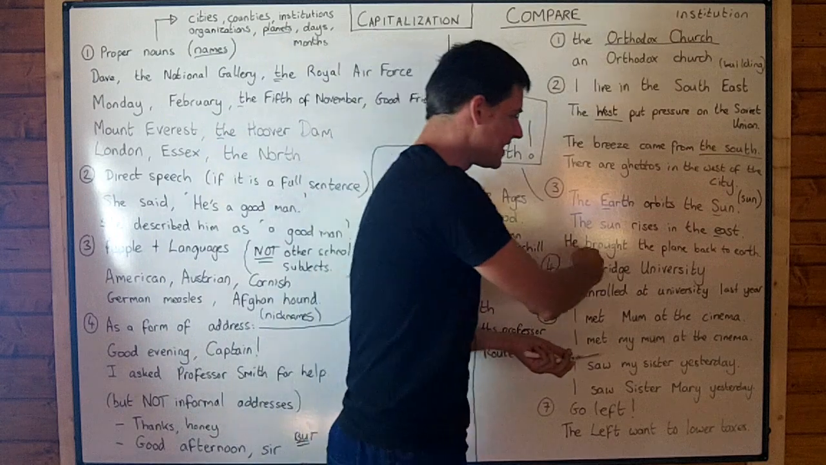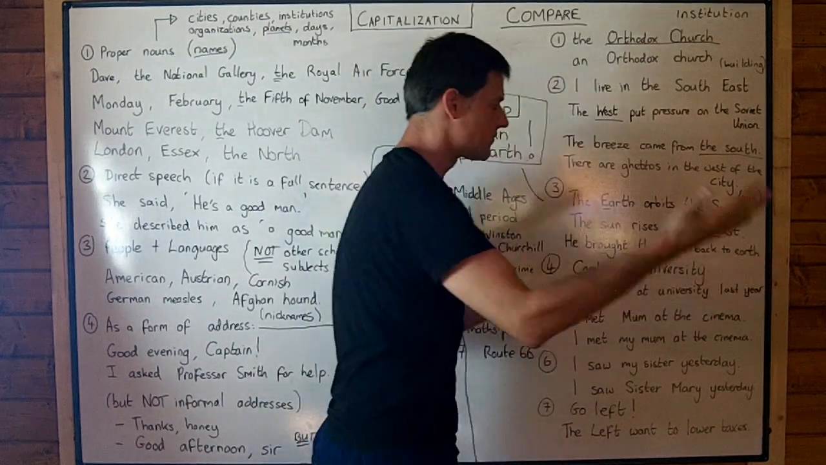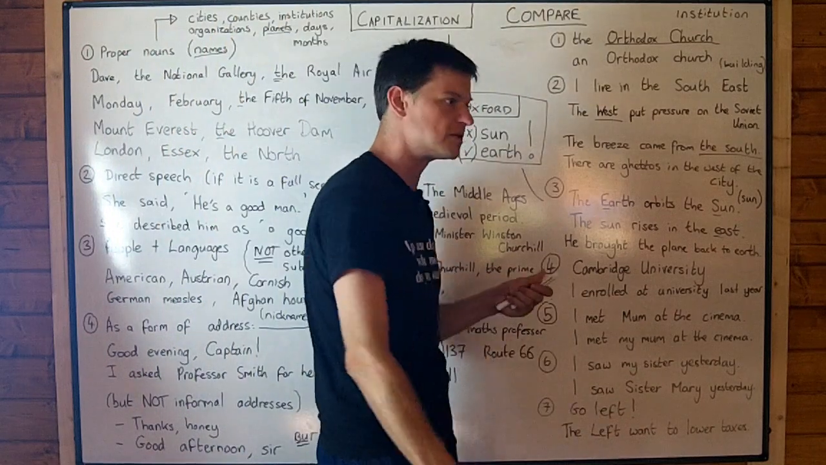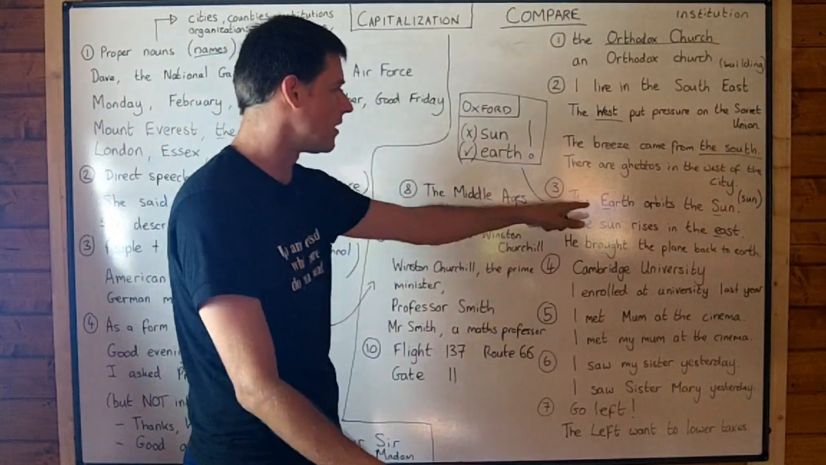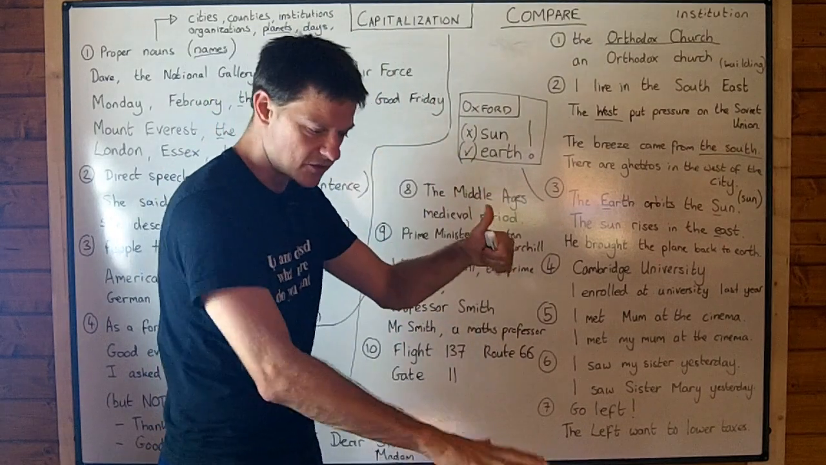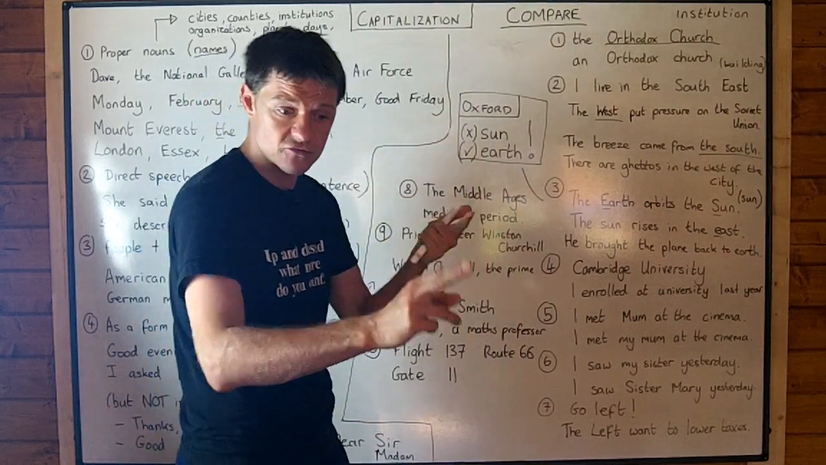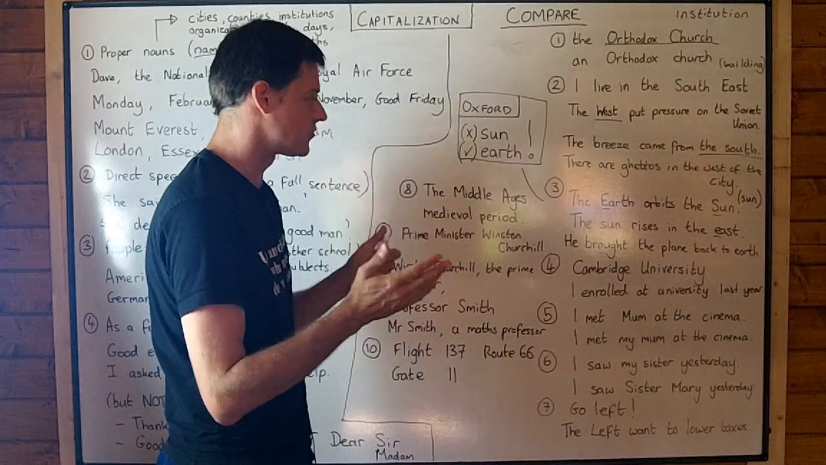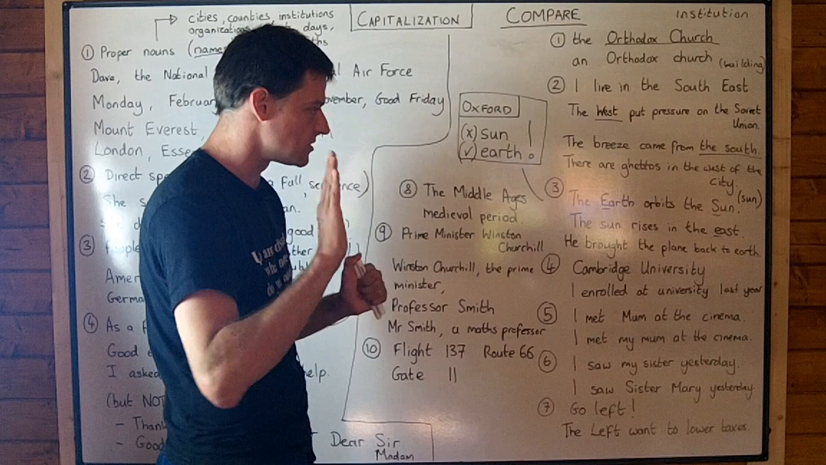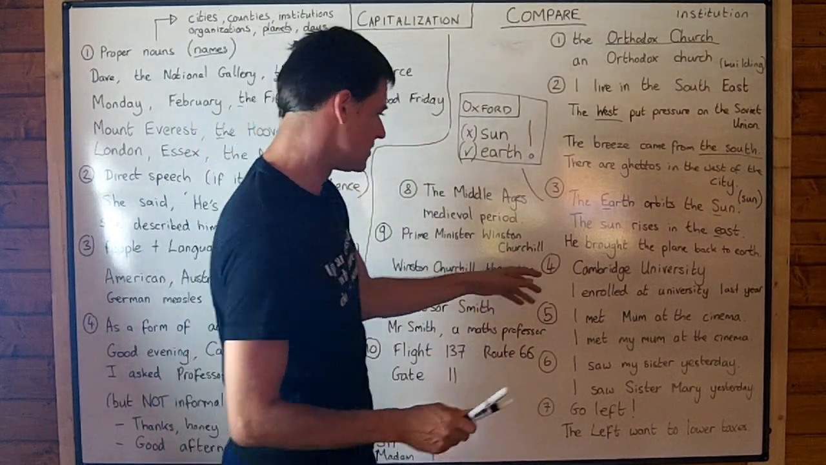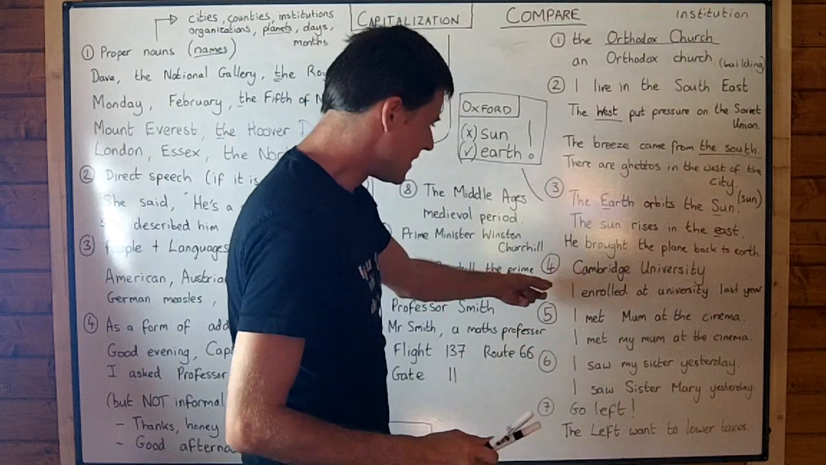And here, he brought the plane back to Earth. Earth isn't being treated as a planet here, it's being treated as the ground. And if ever you use Earth in the other meaning, not as a planet, but as soil, the ground, or also as the ground in an electrical circuit, the Earth, we use it in electronics as well, you certainly won't use a capital.